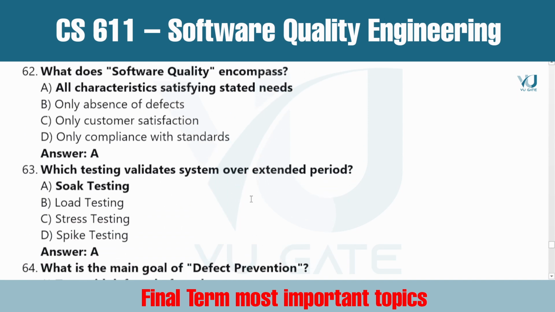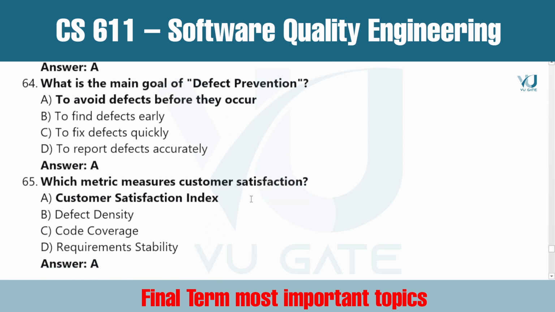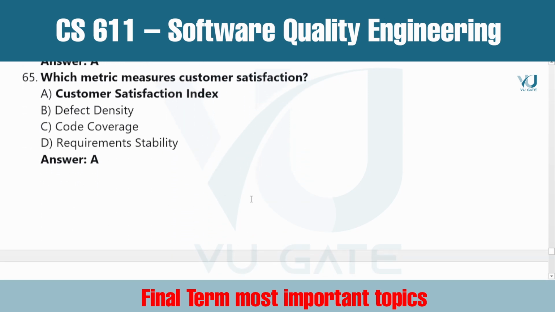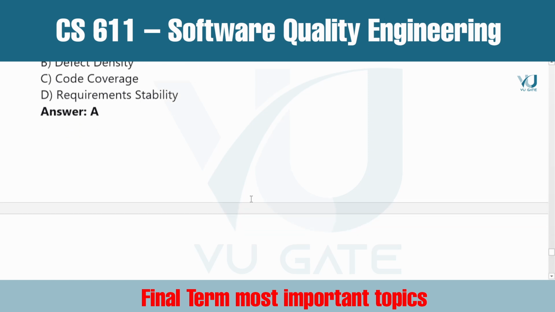Question 63. Which testing validates system over extended period? The correct answer is option A, soak testing. Question 64. What is the main goal of defect prevention? The correct answer is option A, to avoid defects before they occur. Question 65. Which metric measures customer satisfaction? The correct answer is option A, customer satisfaction index.